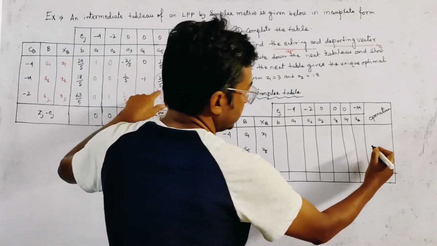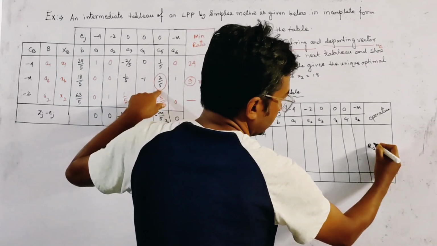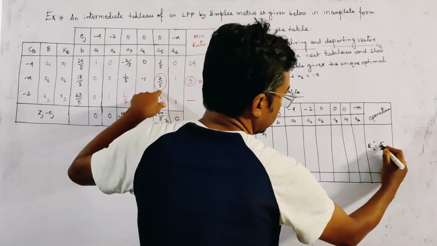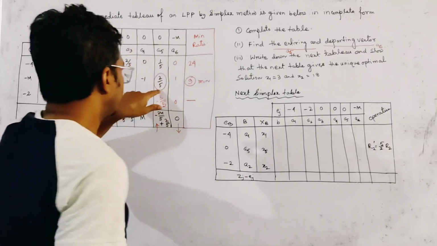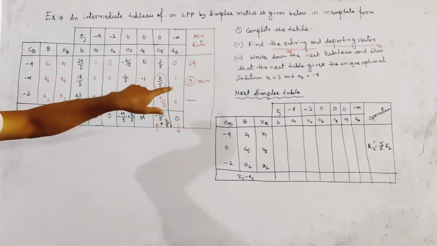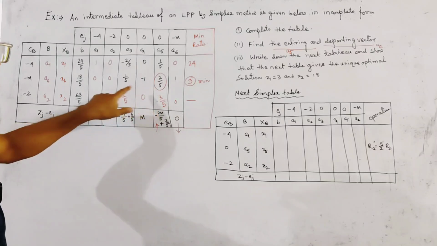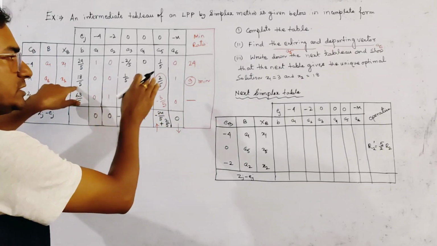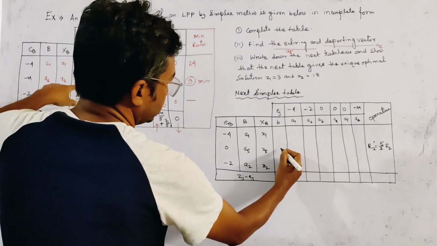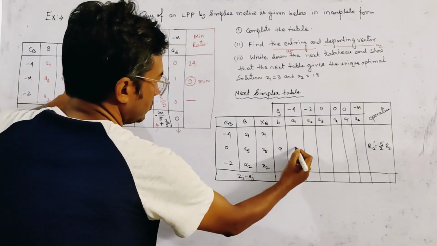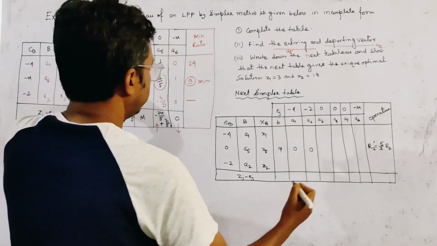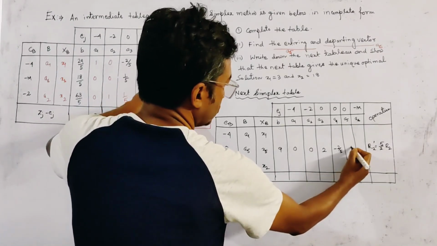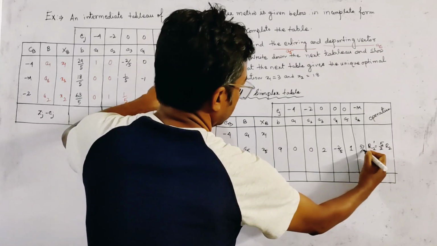So it is clear that the operation for row 2 is R2 dash equal to 5 by 2 into R2. Since the key element is 2 by 5, we make the operation 5 by 2 into R2, and this operation gives the result for all the elements of this row: 9, 0, 0, 2, -2 by 5, and this becomes 1, and this is 5 by 2.